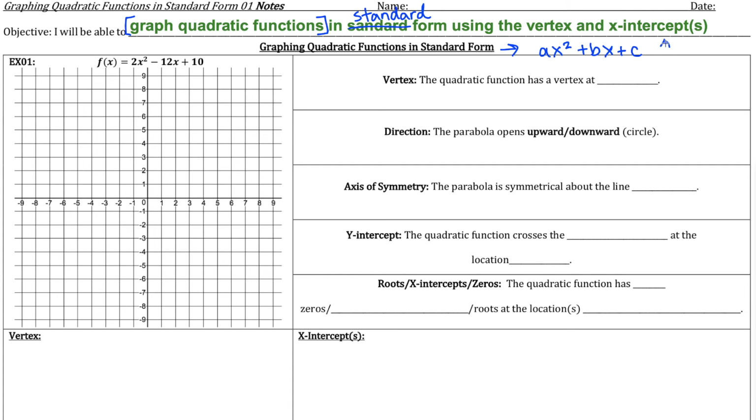Remember, a quadratic is in the shape of a parabola. Remember, these are parabolas. All right, so we have this quadratic function, f of x equals 2x squared minus 12x plus 10. First thing we've got to do is find out where the vertex is, right?